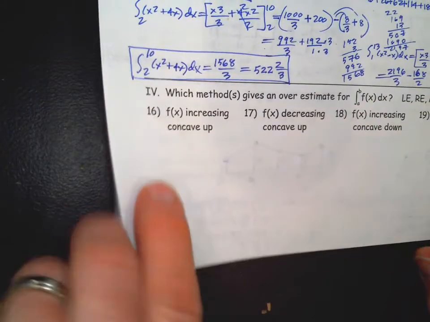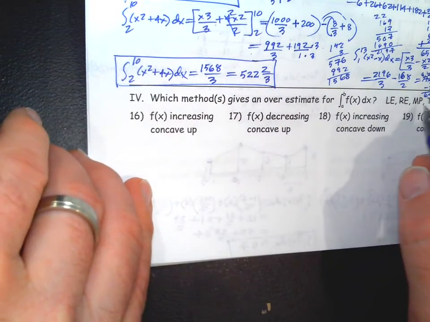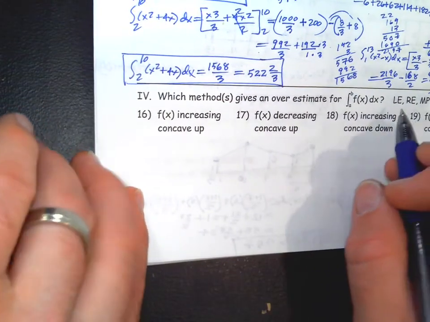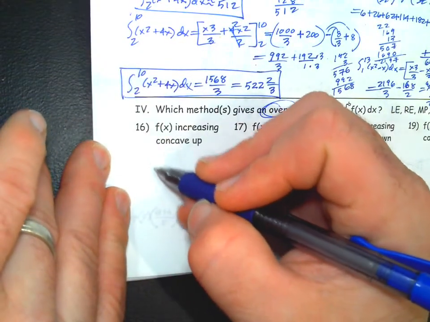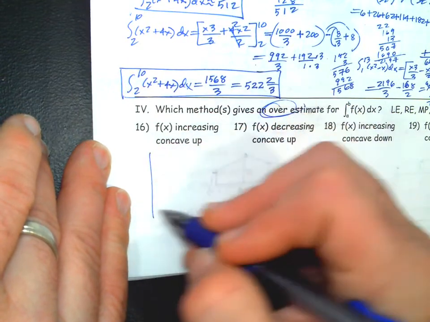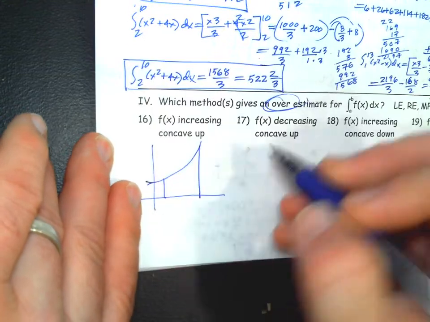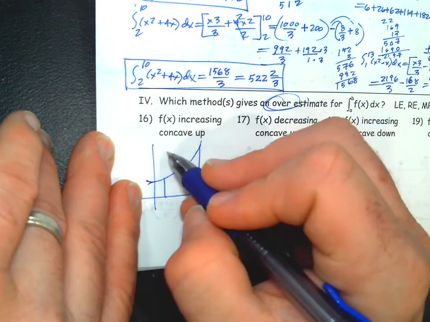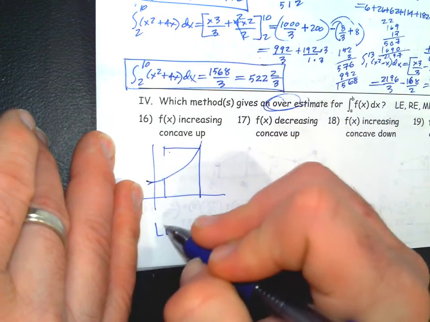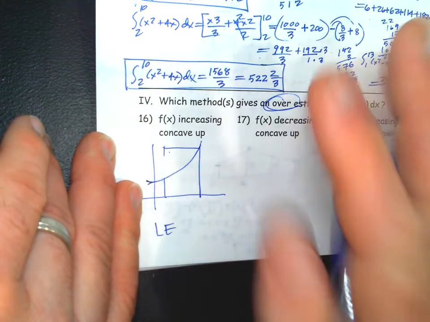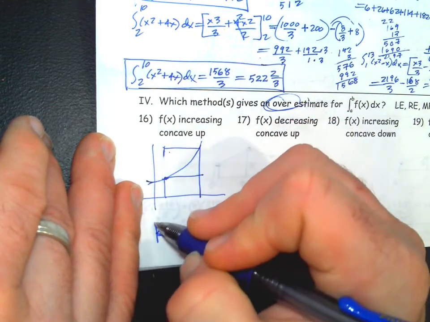Okay, last ones. Which methods give an overestimate? Left, right, midpoint, or trap? Okay, we're looking for overestimate specifically. Increasing, concave up. I draw a quick picture. You have a curve, it's increasing, concave up. Let's just do 1 slice. Left end is going to be an underestimate, and right end will be the overestimate.